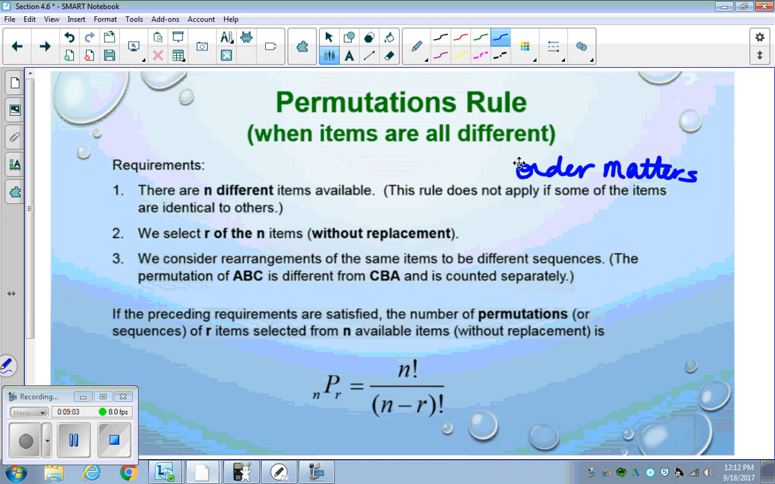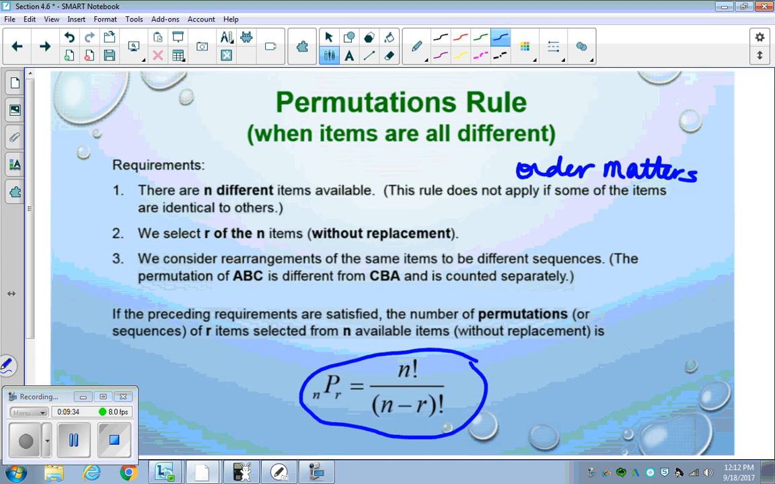So it depends upon if I'm assigning roles or I'm selecting a subgroup where order wouldn't matter. They all get the same thing. Okay? So those are some of the questions you need to ask when you see these counting problems. And here is the calculation for permutations when order matters.